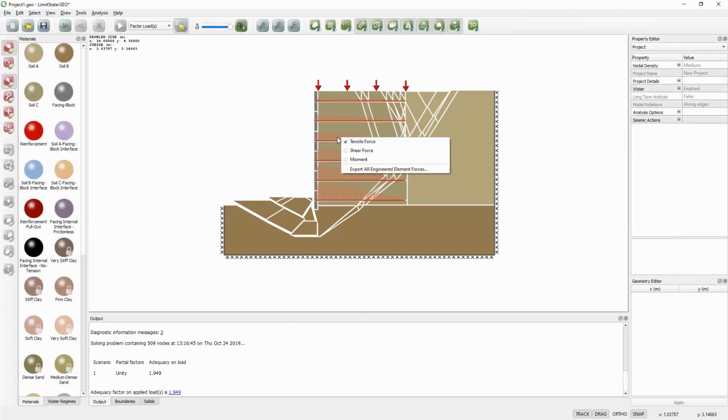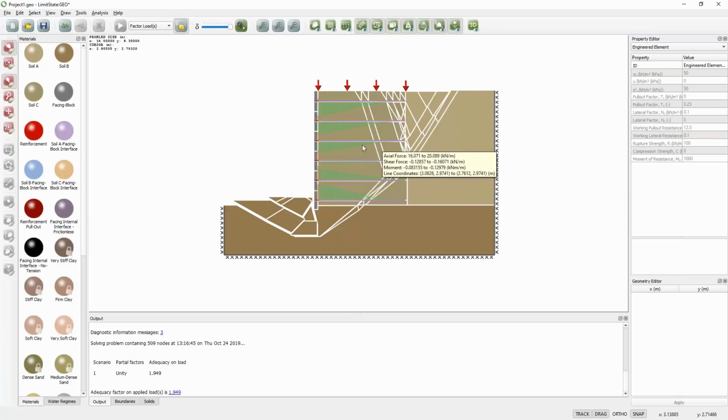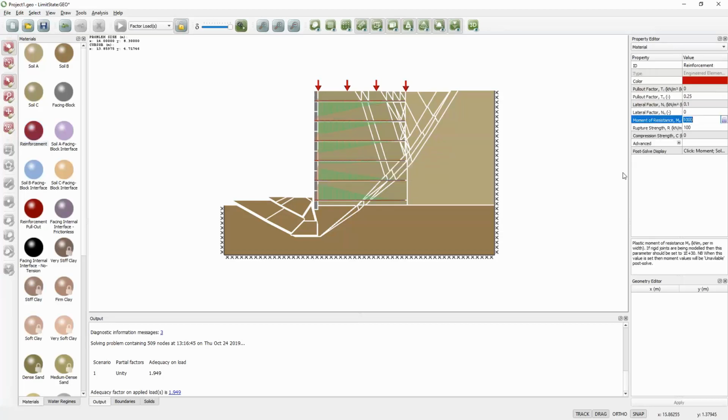I can actually choose what is displayed here. I'm going to display the moment. So these are the moments that are building up, and they're actually building up to very low values in this particular case. If that moment had built up to a value that exceeded this number that I put in here, then we would get bending of the nail.